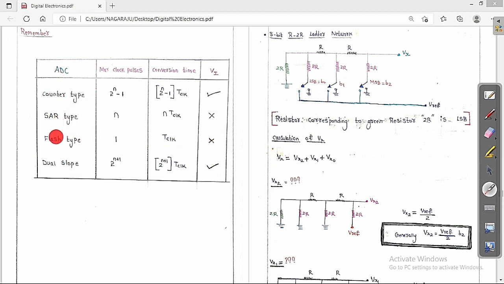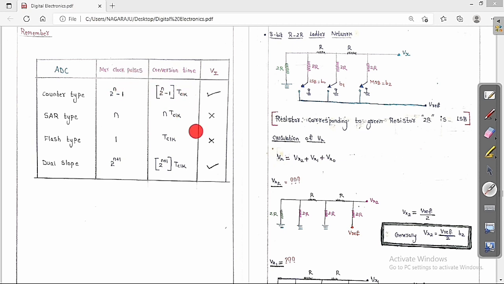So the types of ADCs are Captain Sachin first duckout, meaning counter type, SAR type, flash type and dual slope. This is 2 to the power of n minus 1, this is n, this is 1 and this is 2 to the power of n plus 1. So just multiply by t clock: 2 to the power of n minus 1 into t clock, n into t clock, t clock, and 2 to the power of n plus 1 into t clock. So this is basically the maximum number of clock pulses to detect the analog voltage and get the corresponding binary output.